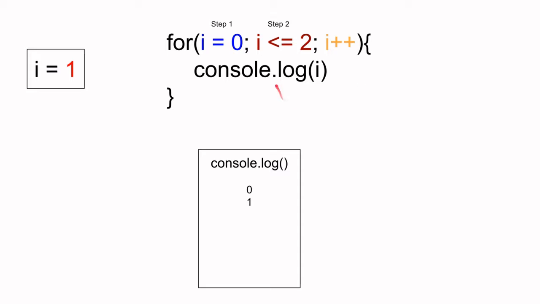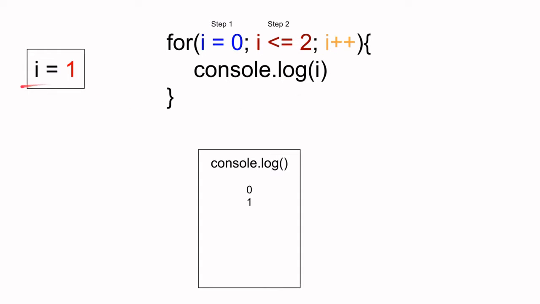So now we're going to go back to step 2. Step 1, I should probably rename it. It's just the initialization. So we're not going to go back to step 1. It'll just be step 2 and step 3 that we reiterate over. So i is less than or equal to 2.